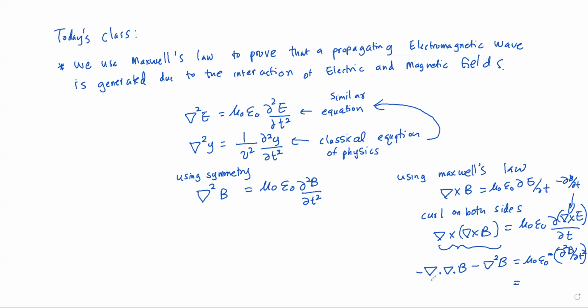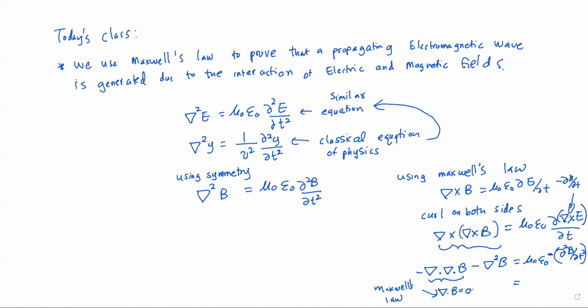So I'm left with these expressions on both sides. On this side, I have the divergence of B. The divergence of B is equal to 0. The reason is that there is no magnetic flux coming out of a closed surface when there are no magnetic monopoles. We took this as one assumption in our calculations, and this is the second Maxwell's law.